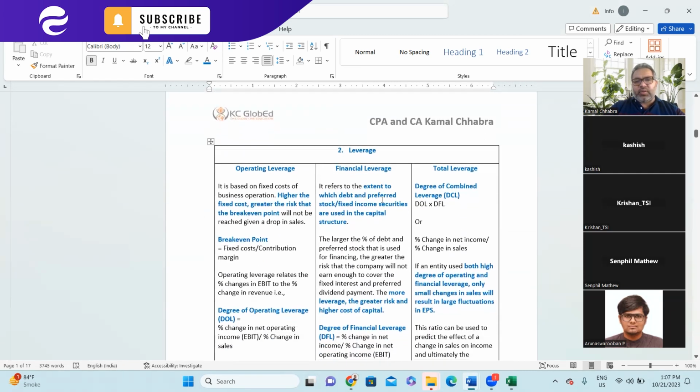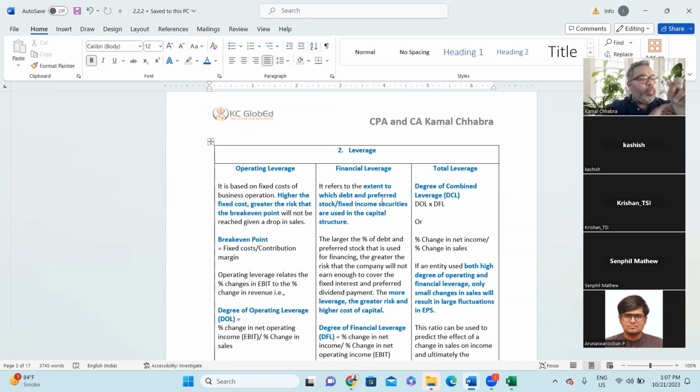Okay, now jumping on to the second topic, leverage. Like we were discussing earlier, when we started this capital structure overview, there are two types of leverage, operating leverage and financial leverage. And when you combine operating leverage and financial leverage, it may result in a complete leverage or total leverage, right?